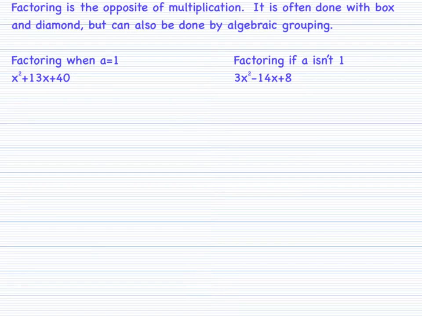Okay, so factoring can be done with algebraic grouping, or it can be done with the box and diamond, which is what most people have become more accustomed to. There's a shortcut when a equals 1, meaning we don't have a number in this position. So like over here, it's just x squared. Here it's 3x squared. So this is where a is not 1. This is where a is 1. I'm going to show you the exact same process on both.